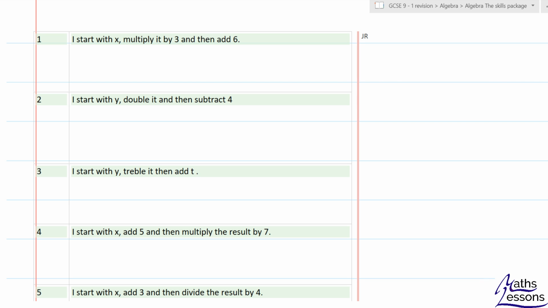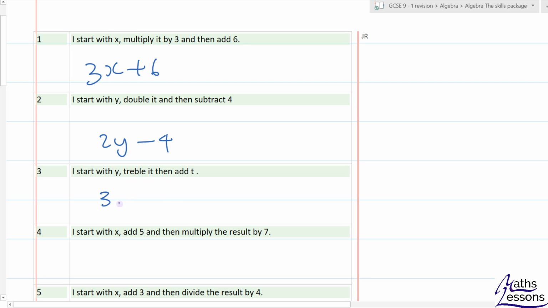Okay, hopefully you got those done quickly. I'll start with x, double it, multiply by 3x, then 6, 9. Start with y, double it, 2y, then subtract. I start with y, treble it, then add. So treble y is times by 3 and add. I start with x, add 5, then multiply the result by 7. So times all that by 7. Could have also written it 7x plus 35 by multiplying out the brackets.